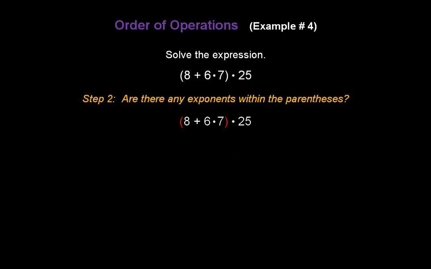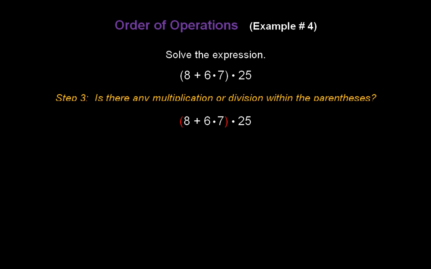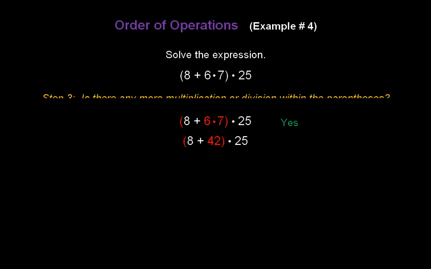Now within the parentheses, are there any exponents that we have to deal with? The answer is no. Move on to the next step. Is there any multiplication or division within the parentheses? Yes, there is. We have a multiplication problem of 6 times 7. So we solve 6 times 7 and replace that with its answer, 42. Now we have open parentheses, 8 plus 42, close parentheses, times 25.